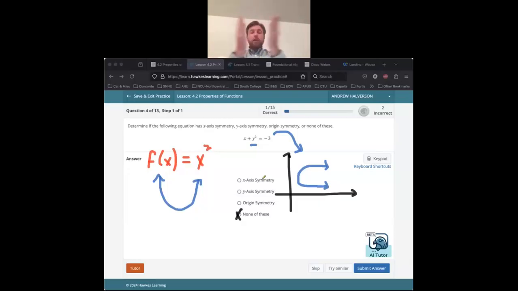So folded along the y-axis, is it symmetrical? No. Folded along the x-axis, symmetrical? No. Folded along the diagonal, still not symmetrical. So it's none of them. But the takeaway here is when you see the y squared, you're dealing with a parabola.